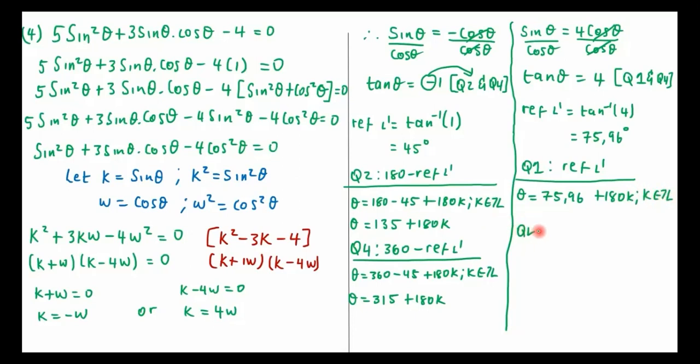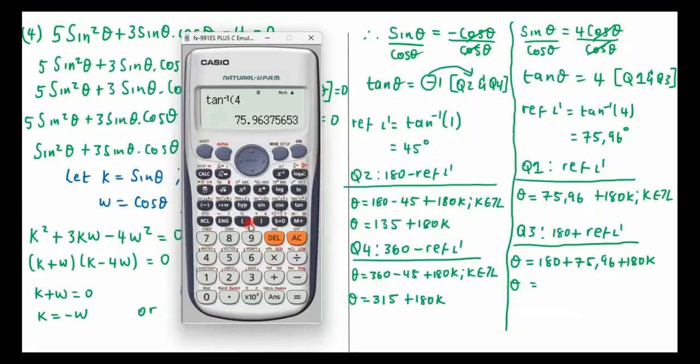And then in the third quadrant, did I say fourth quadrant here? No, third quadrant, that's where tan is positive. So in the third quadrant, it is 180 plus a reference angle. So from here we have theta equals 180 plus 75.96 plus 180k. So theta is equal to, I go to the calculator and add this with 180, and it gives me 255.96.